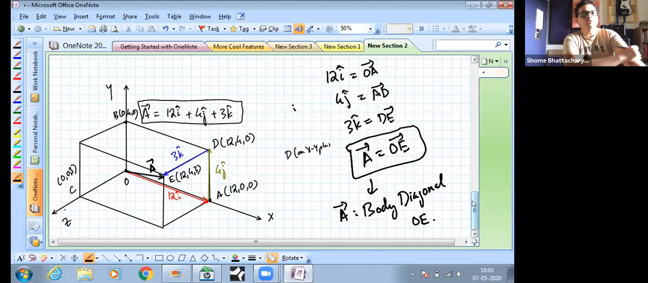And the body diagonal of such a cuboid, what will it become? It will be my vector x i cap plus y j cap plus z k cap. Okay, so first of all, just try to make sure that this is clear to all of you.